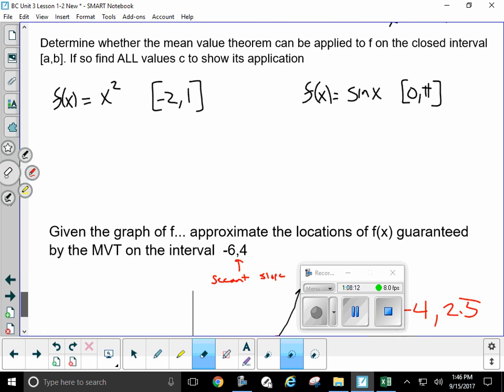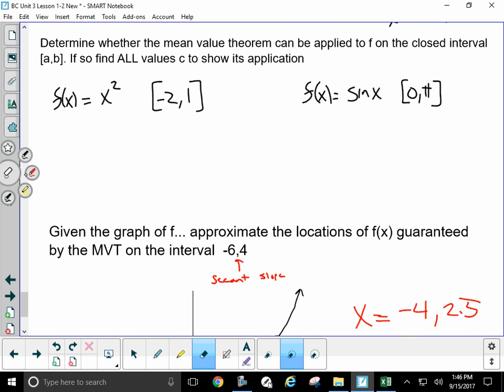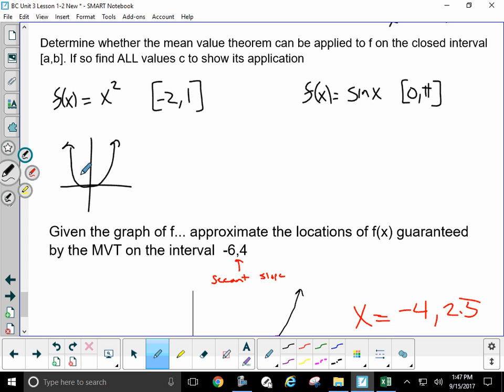Okay, let's do the other mean value theorem problems. So we're looking at x squared, the interval from -2 to 1. We want to find what value is guaranteed by the mean value theorem. I'd like to just look at this because we understand what x squared looks like. From -2, it'll be up at 4, to 1. So we have this negative secant slope. It looks like I need to have a position right there. Let's figure out what that position is equal to.